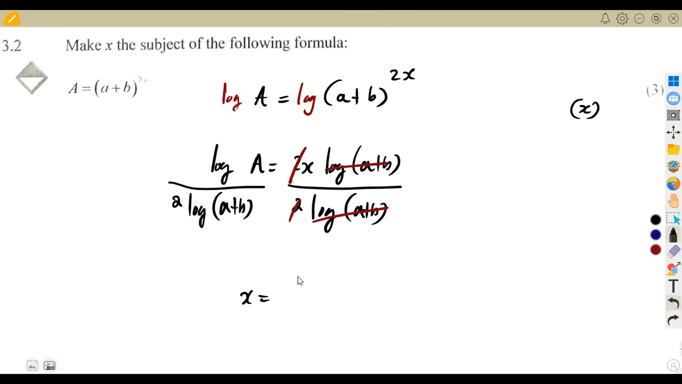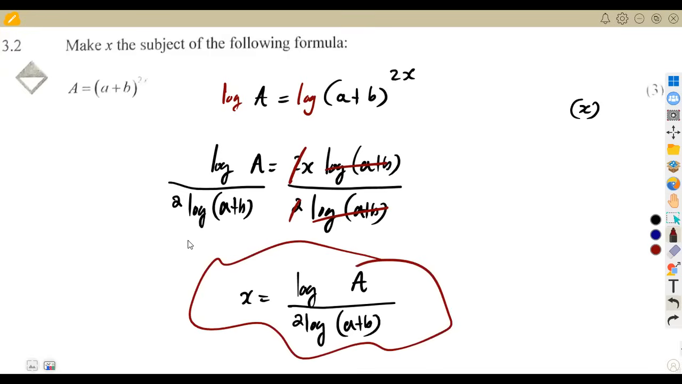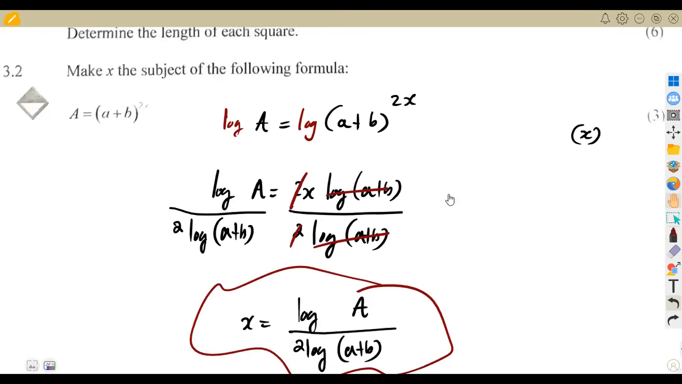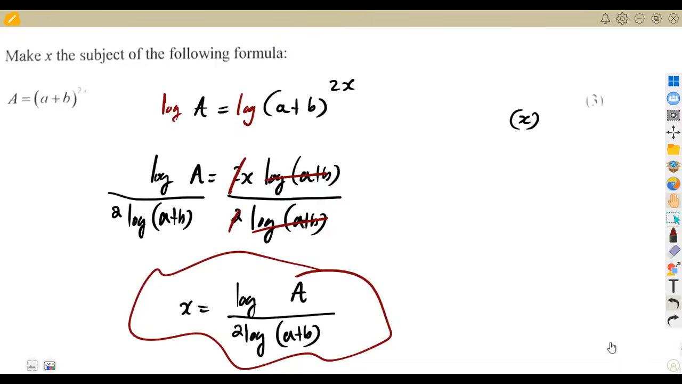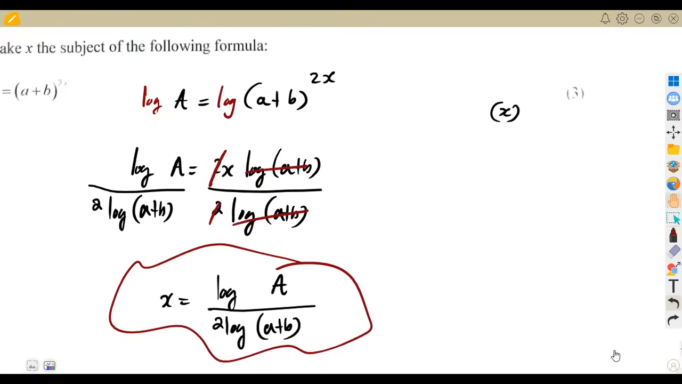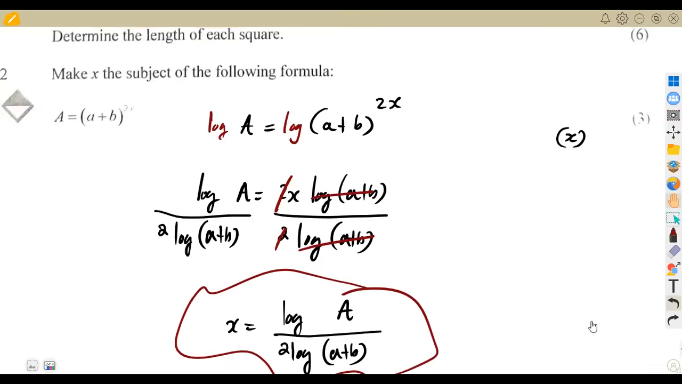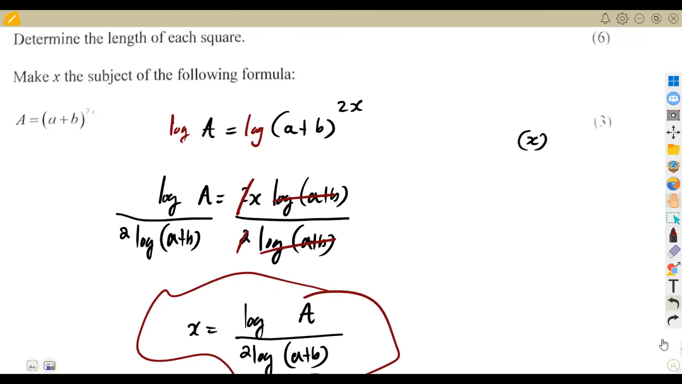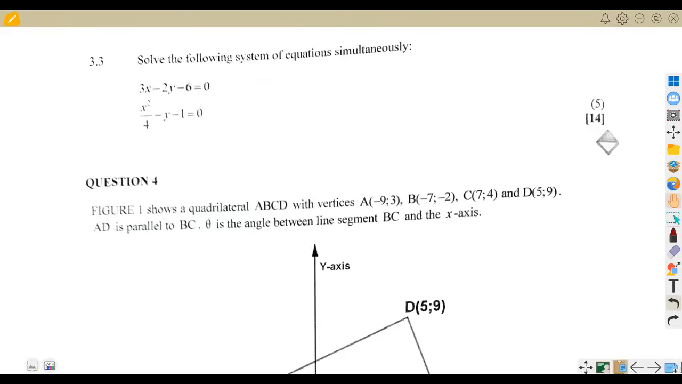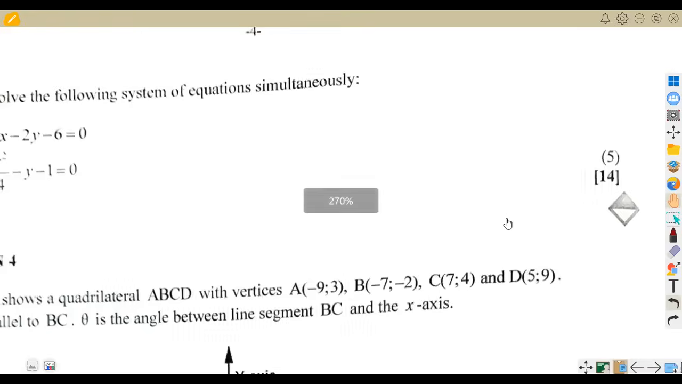So x was going to be equal to the logarithm of A over 2 into the logarithm of a plus b, like this. All right, so that was going to be the simplification for our x in this case, which was 3 marks for that, okay, which is sufficiently fine for the 3 marks that we are having there. It's actually something that is fine. All right, so that was the end part of this section. All right, let us check the other part of our section here. So you can see that was the end part. 3.3, a simultaneous equation.